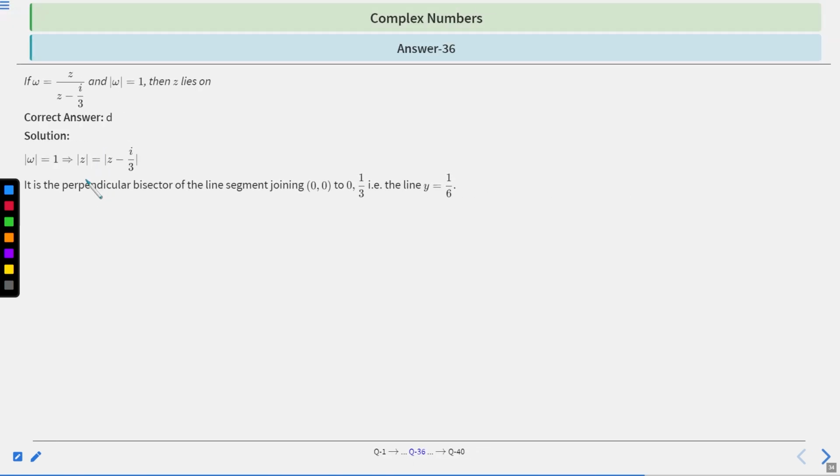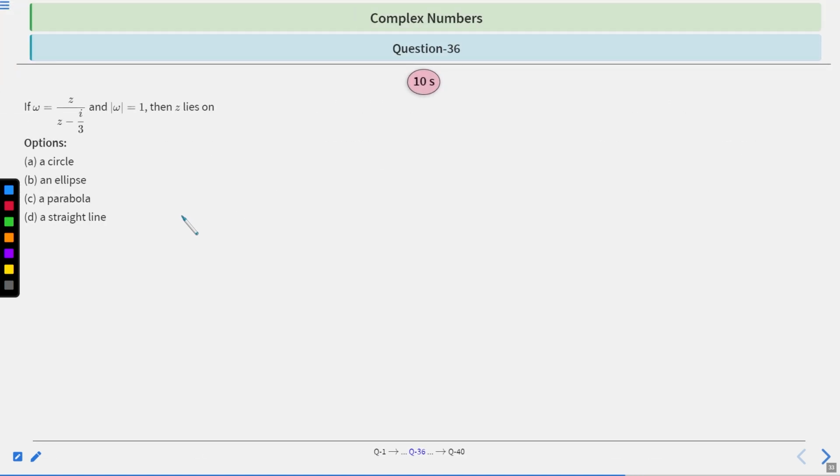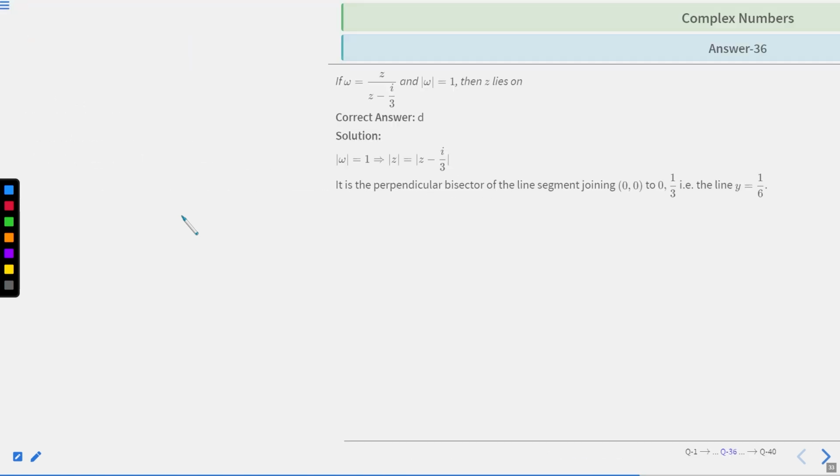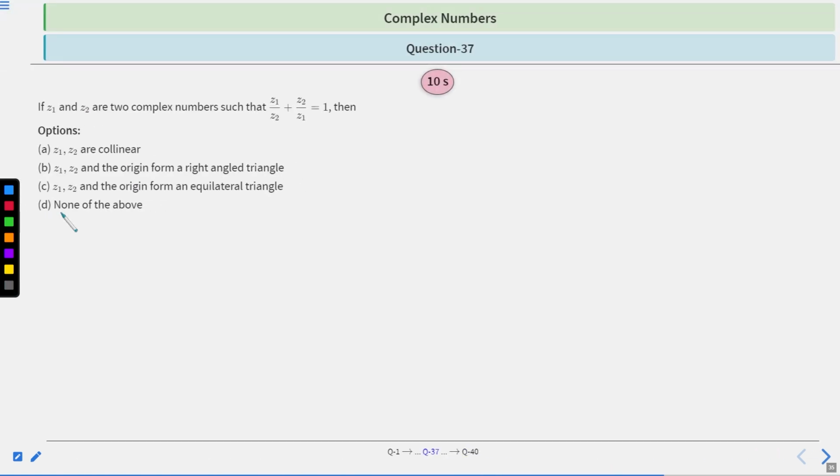Now, we know that mod omega is equal to 1. So mod z can be written as, by taking modulus both sides, mod z is basically mod z minus iota by 3. So now this, we know that this is perpendicular bisector of line segment joining 0, 0 and 0, 1 by 3, right? That is line y is equal to 1 by 6, right? Perpendicular bisector. So z lies on a straight line, right? Let's move to the next question, question number 37.